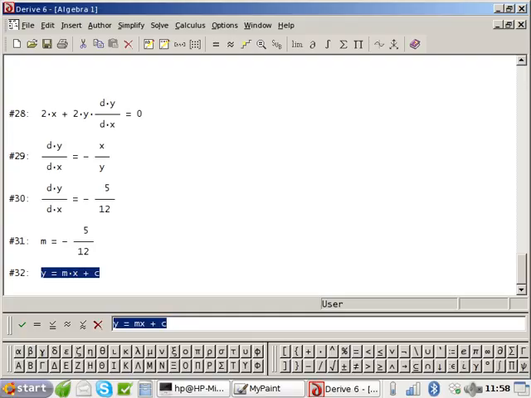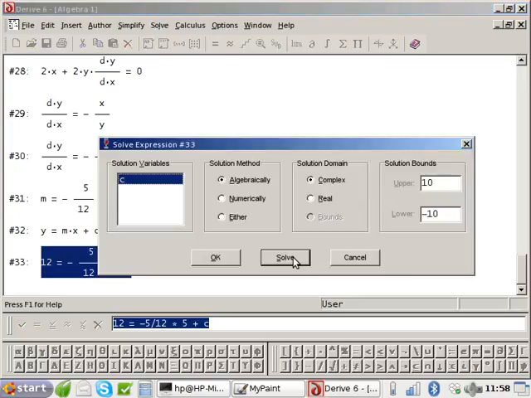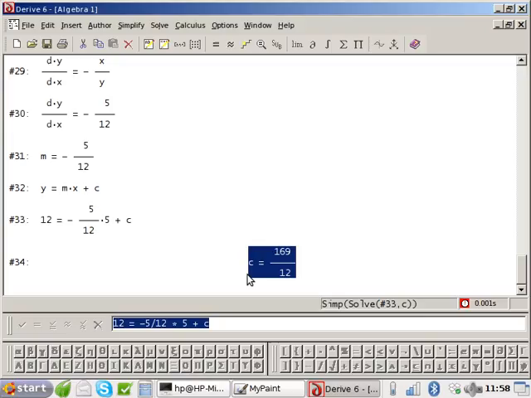Substitute in the values. So what's the y? 12. The m? Minus 5 over 12. The x? 5. Do you have enough information to find c? So let me just do it here. So the c is an ugly 169 over 12. But that's it finished. The answer is y equals minus 5 over 12 x plus 169 over 12.